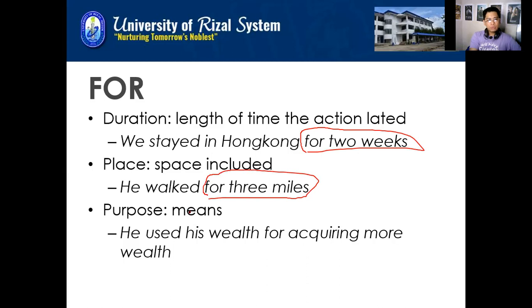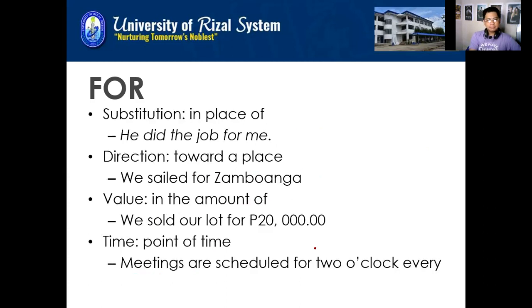We can also use for when we're referring to means. Let's say he used his wealth. How? For acquiring more wealth. Okay, he uses wealth for acquiring more wealth. Another one is substitution, in place of. Let's say, he did the job for me. So instead of the subject, he, performing the action or doing the job, this person did the job.